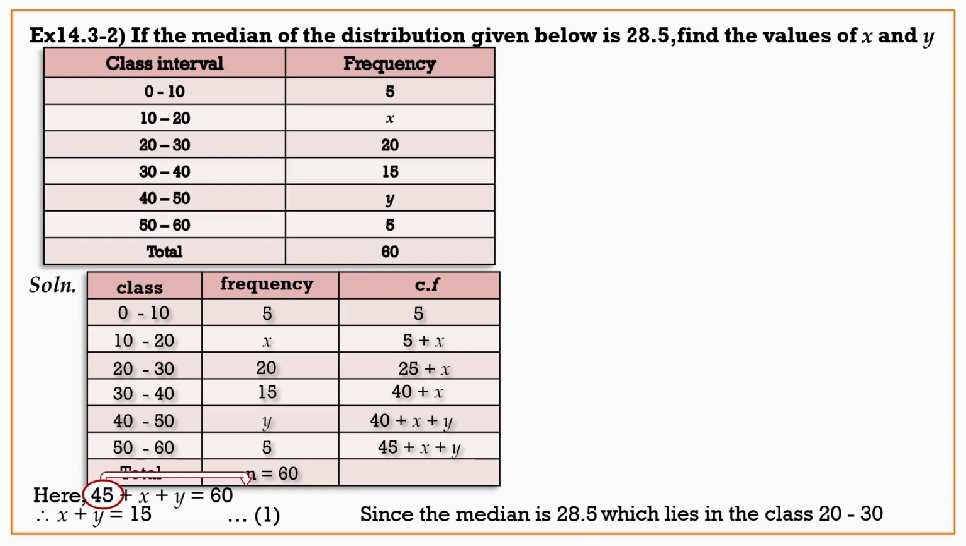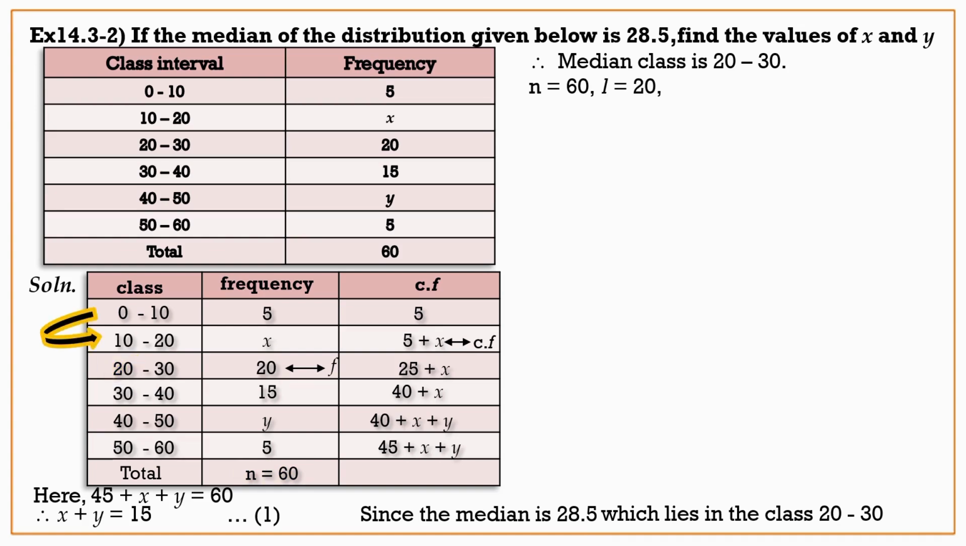That is in the class of 20 to 30. So that will be the median class. So what will be the F over here? The corresponding frequency, right? And what will be the CF, the preceding CF of the median class? So that is going to be 5 plus x over here. Okay. Now n we already know, that is 60.